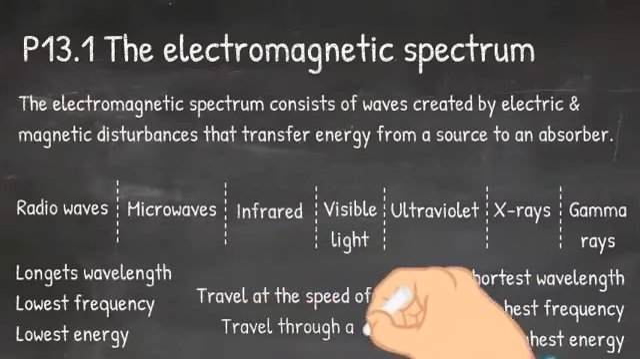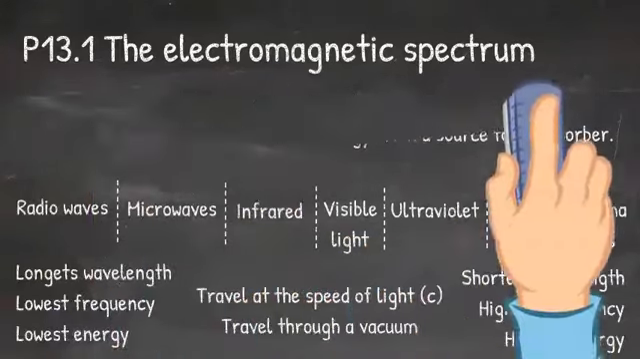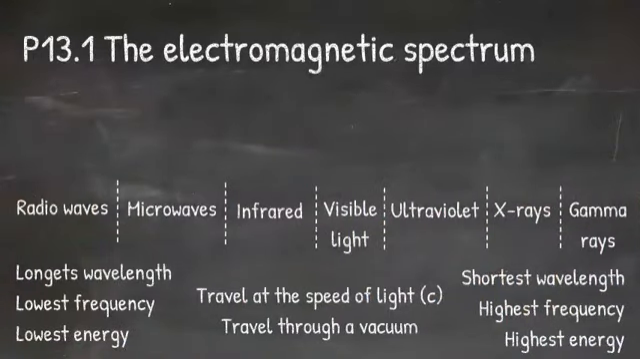Also, all parts of the electromagnetic spectrum travel at the speed of light, which is the symbol c, and they also travel through a vacuum.